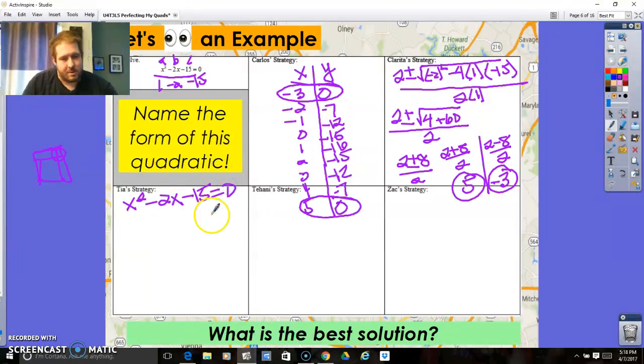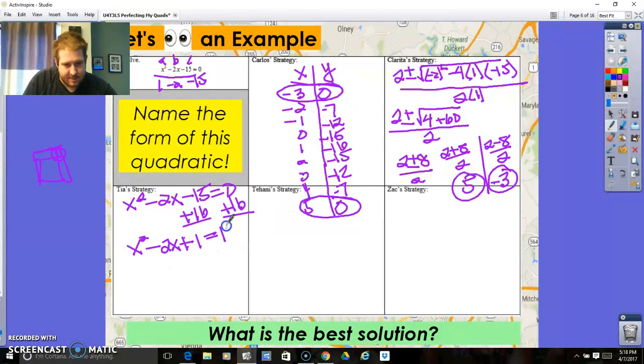So let me tell you what I'm talking about. If I need 1 unit to make this a perfect square, but I already have negative 15, I need to add 16 to complete that square. So that's going to be x squared minus 2x plus 1 equals 16. Now that's perfect because this is now a perfect square of x minus 1. If you don't remember, that's negative 1 plus itself and negative 1 times itself. That's how you know it's a perfect square. Equals 16. Now that's also a perfect square.